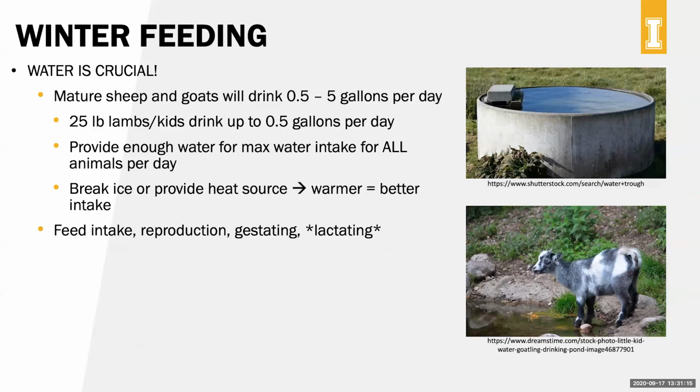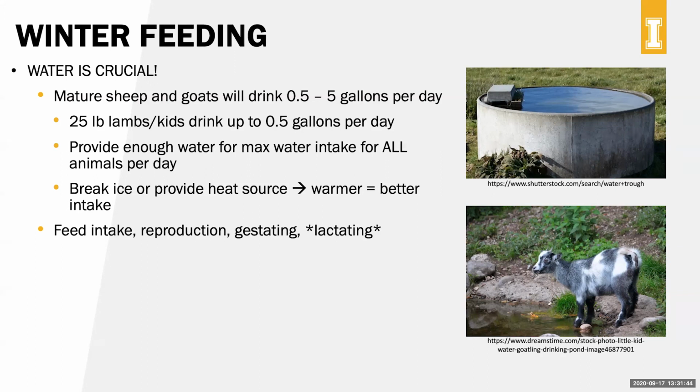Finally, make sure that you provide enough water and thawed out water throughout the winter. So sheep and goats can drink up to 5 gallons a day. So make sure that you're having enough water available to them throughout the day for all the animals. And in the winter time, they're going to drink more if the water is a little bit warmer. So if there's any possibility to get that water at a higher temperature, you're going to have a better chance of making sure they drink enough.